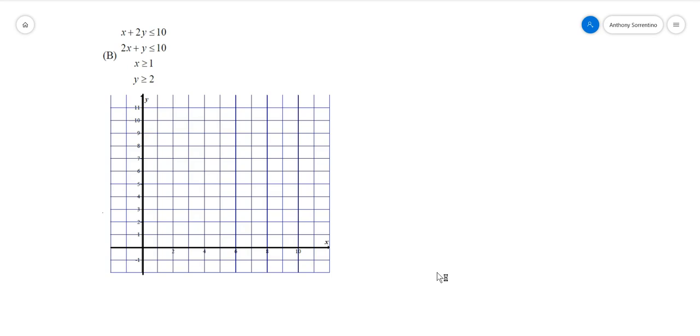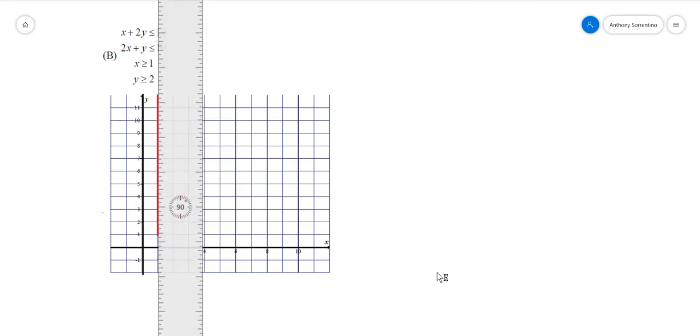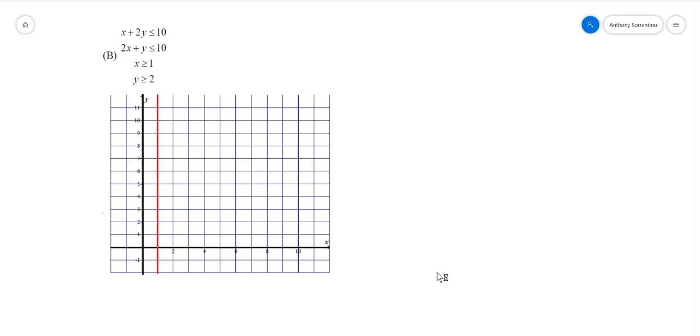I'm going to start with x is greater than or equal to 1. So here's where 1 is. It's a solid line because I do have the equal to part. And I would be shading to the right hand side. I'm not going to do a whole lot of shading because it's going to get really mixed as I go through it, but this right hand side is where I'm shading for that one here. So I took care of this one.